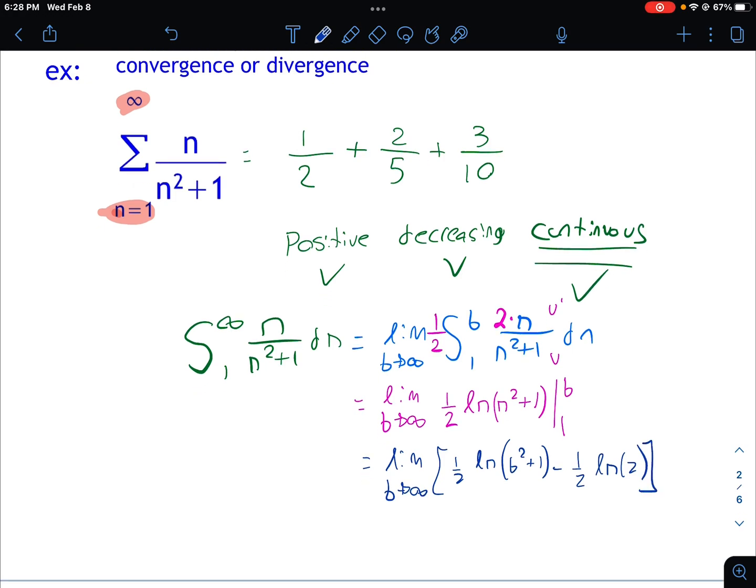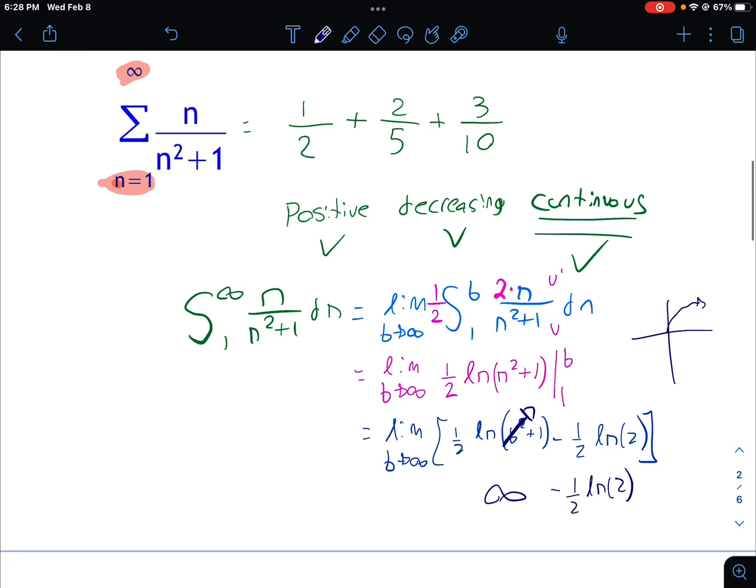And the thing about this is, as b approaches infinity, this entire thing is going to also approach infinity because ln of x works like this. It's going to be increasing over time slowly. And so this approaches infinity, and this is still going to be 1/2 ln of 2, which means that the integral diverges.